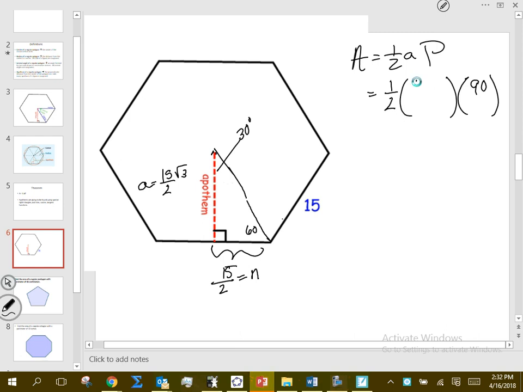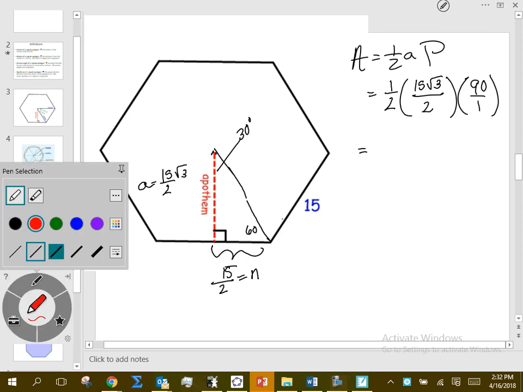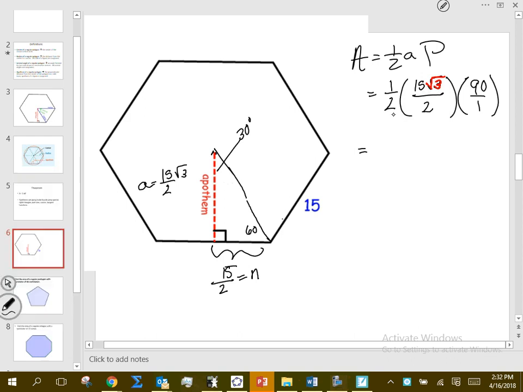Come up here, plug it in. 15 radical 3 all over 2. These are all fractions, right? Multiply straight across the top. What you're going to do here is all these black numbers are rational numbers. They're all similar in their style and their behavior. So those are the ones that we multiply together. What's 1 times 15 times 90?